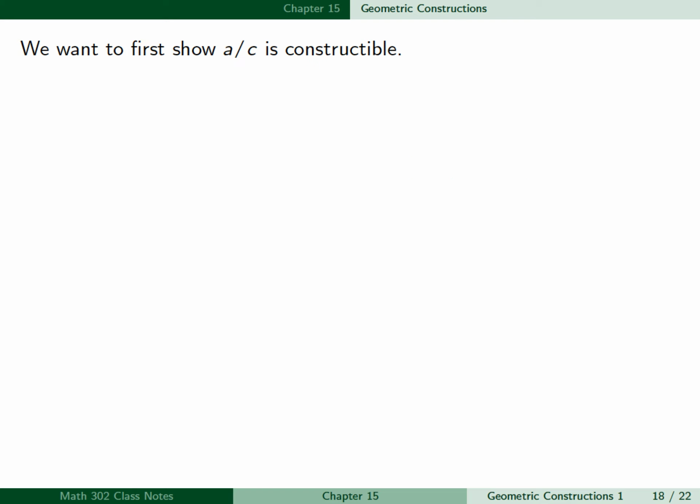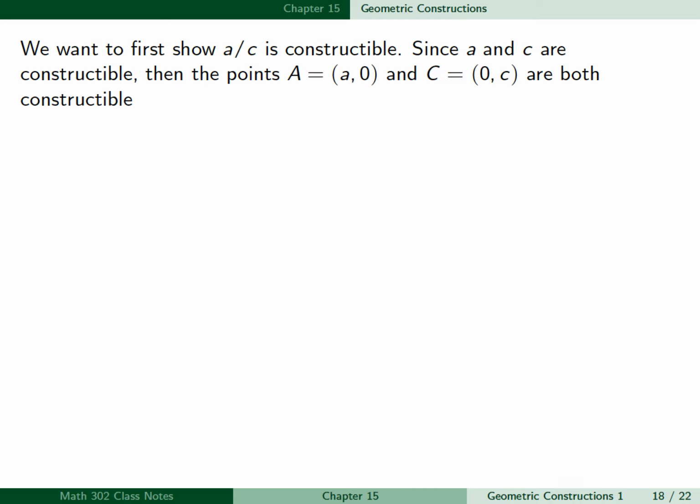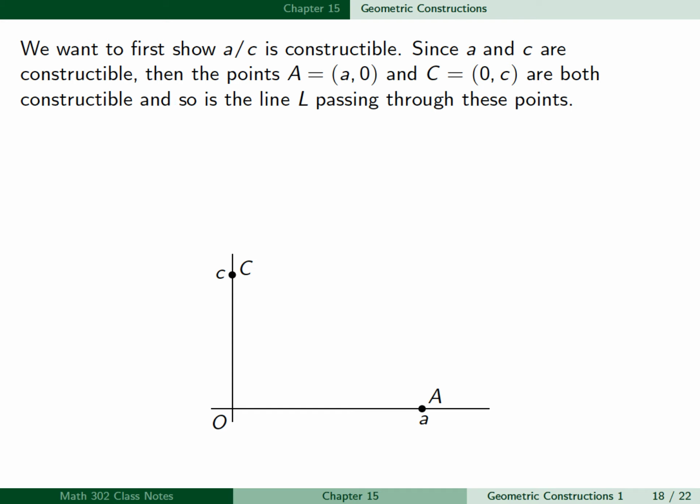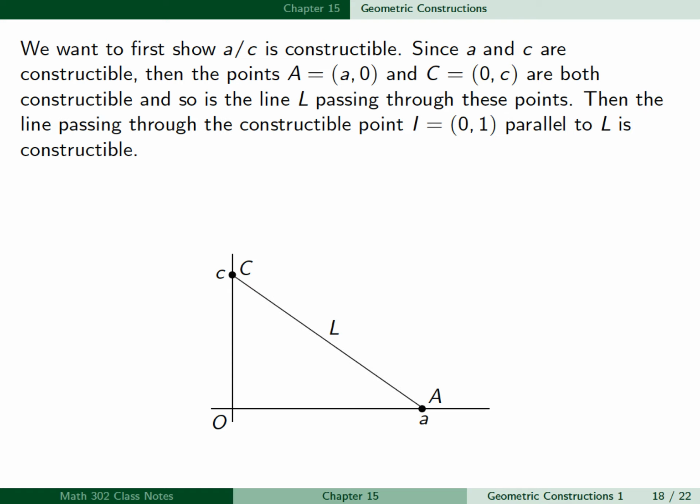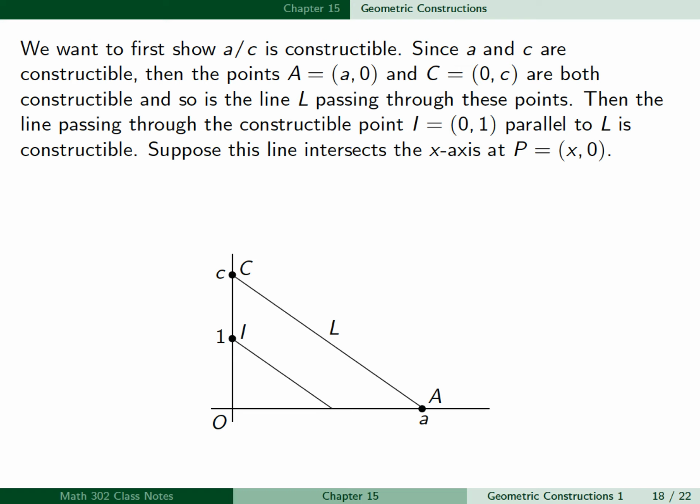So we want to first show that A divided by C is constructible. Since A and C are constructible, then the points capital A equal (A, 0) and capital C equal (0, C) are both constructible. So we'll start with a drawing containing those 2 points and the origin. And so the line L passing through these points is also constructible. Then the line passing through the constructible point I equals (0, 1), parallel to L, is constructible.